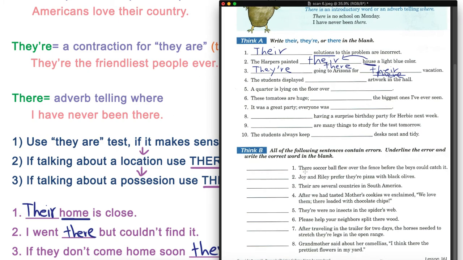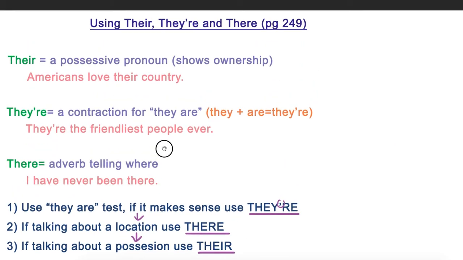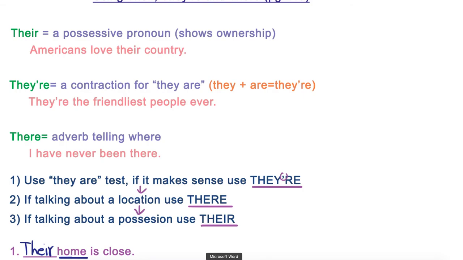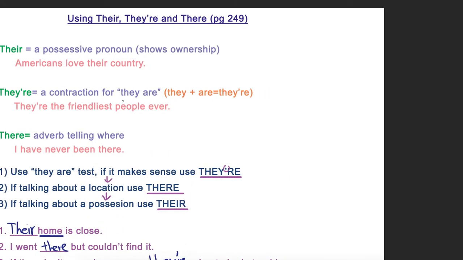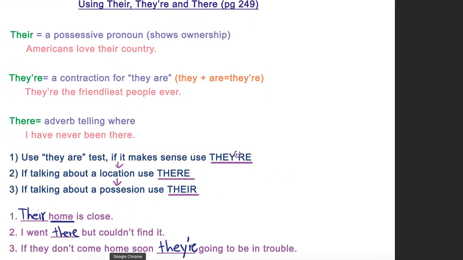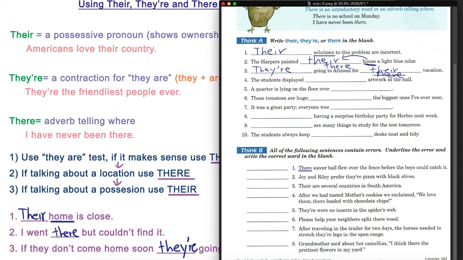Alright. So you're pretty much just looking at all the their words, okay? And I guess for every one of these sentences, they use their incorrectly. So you can just automatically assume every time they use their, it's incorrect. Sorry, let me adjust this real quick. Okay. Number 1, their soccer ball flew over the fence before the boys could catch it.